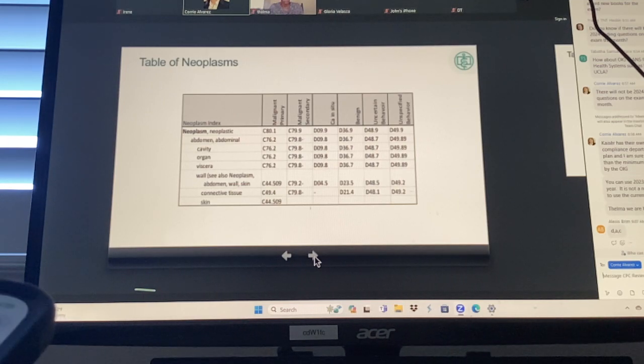In situ, I get that question a lot. In situ means confined to that body area or in that cavity. I look for the documentation that says in situ in order to code it in that column.